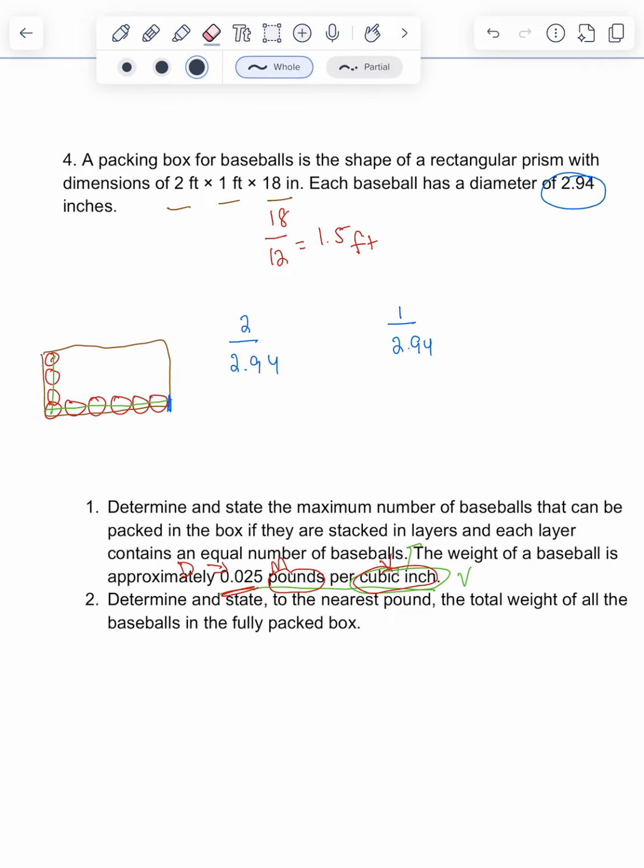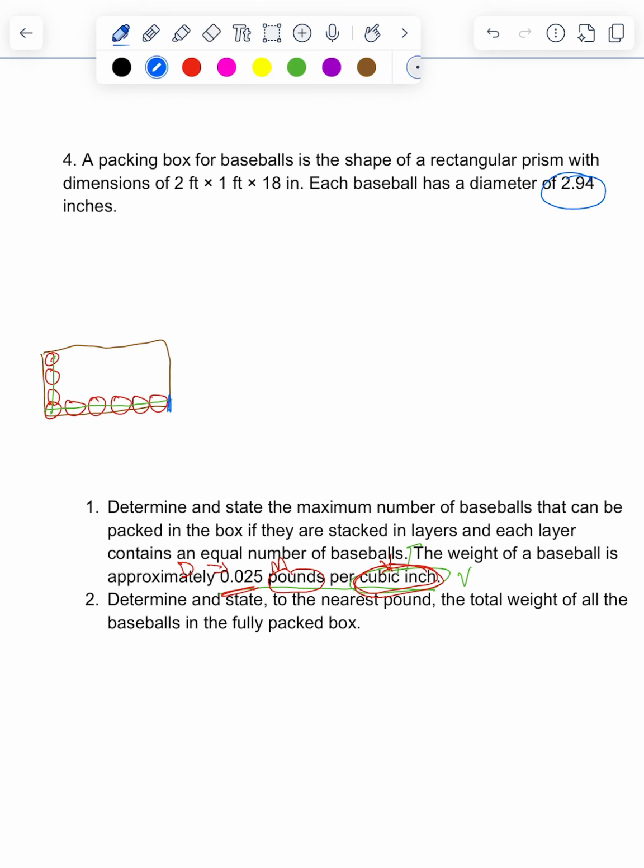Oh. Backtrack a little bit, guys. Cubic inches is the volume. Cubic inches, not cubic feet. I totally misread that. So we should actually convert to inches. I'm going to do that first because it's going to be a lot easier.